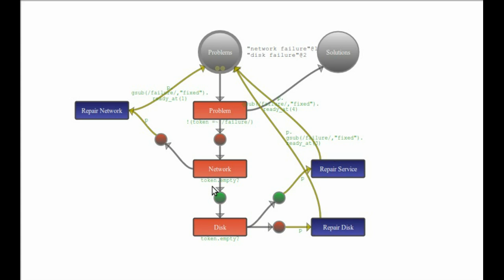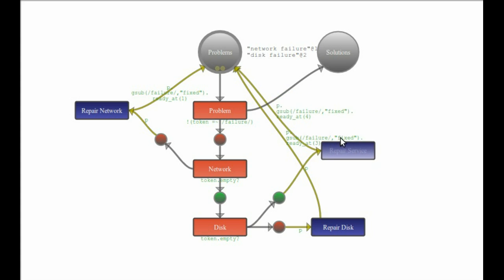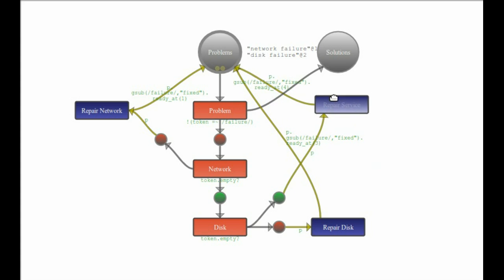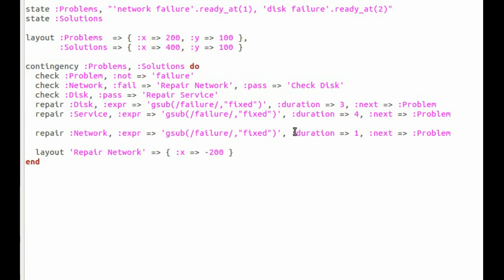So let's see, will this work? Shall we simulate it? Before we simulate it, I noticed that we only have two problems that we're modeling here, a network failure and a disk failure. Let's add another one that is likely to get to the repair service. And one other thing we need to notice is that we've only corrected the check statement for the first check, not for the others. We need to also model the conditions for network and disk. Alright, let's go in and do that.